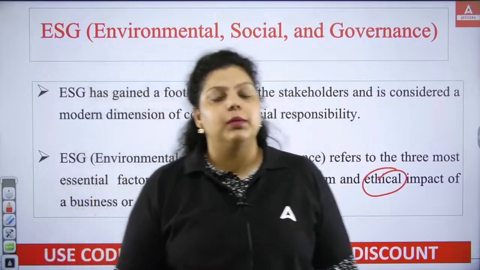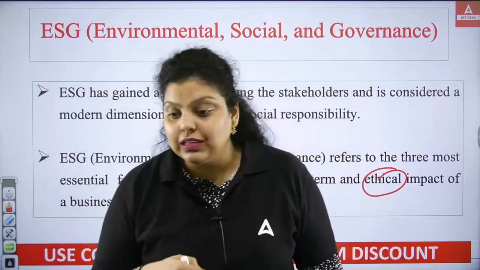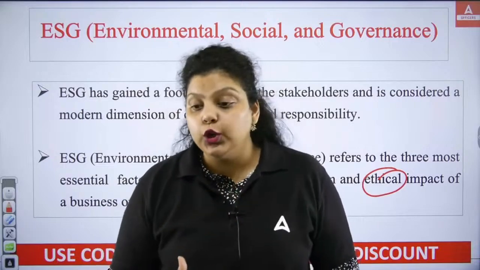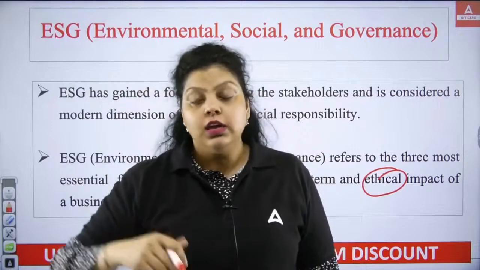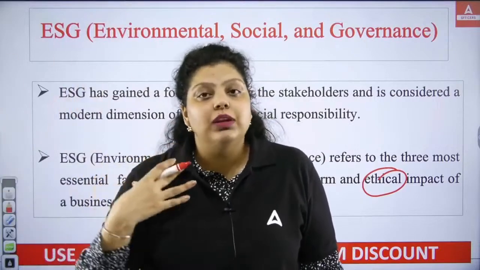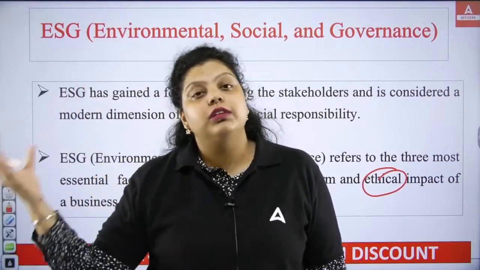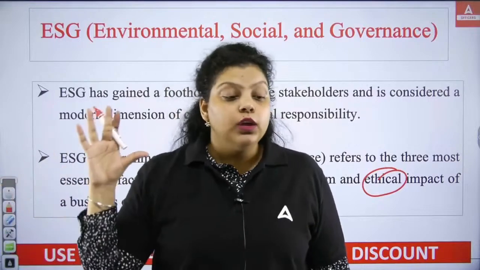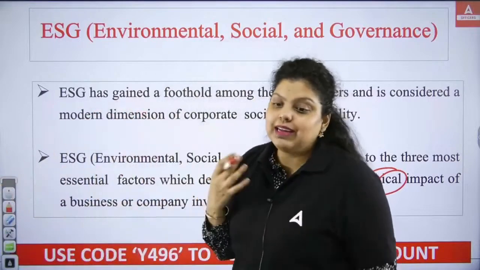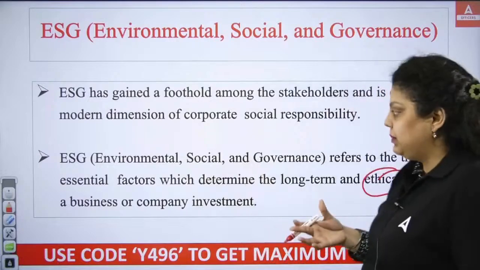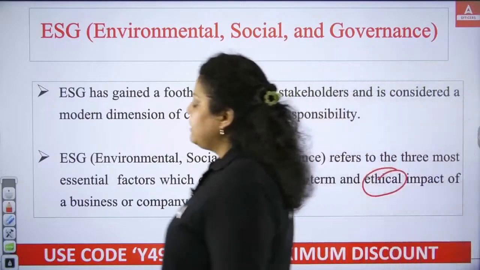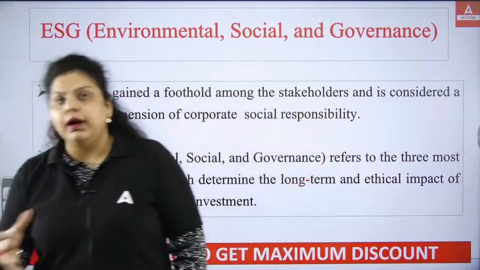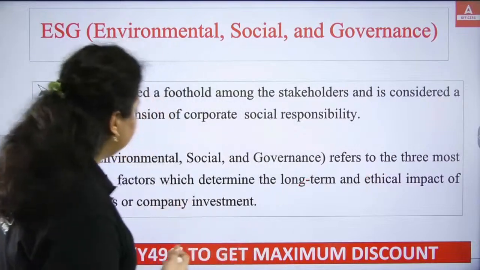What is sustainable development? Use the resources in a certain way that you will be able to fulfill your needs and the future generation also does not have to compromise on their needs. If all the resources are utilized by us, what will the future generation do, how will they survive? So use the resources accordingly. That's what sustainable development says. Ethical means you are doing the right thing for the major part of the society. That's the ethical impact.